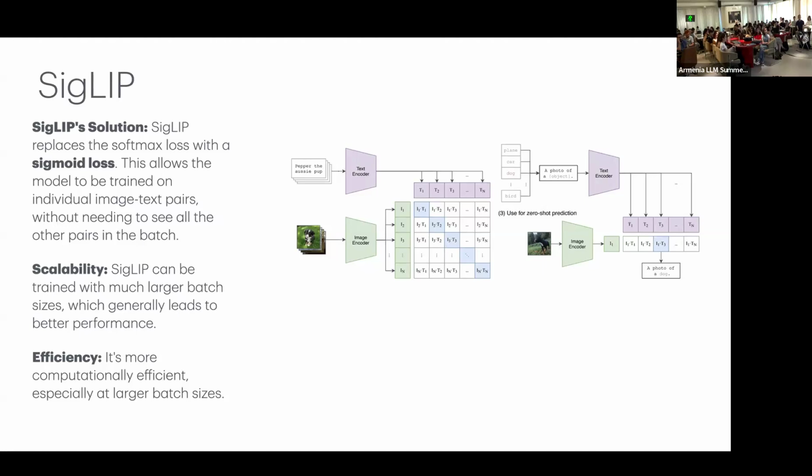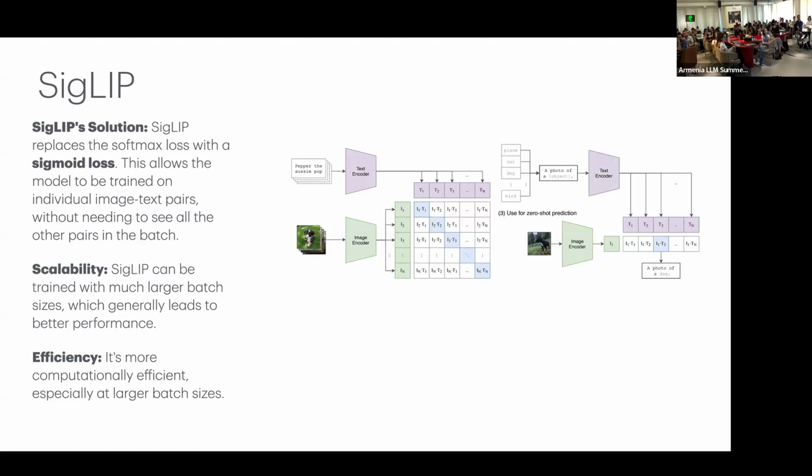And so this now allows the model to be trained on individual image text pairs without needing to source negatives from your batch. And it turns out that, from a scalability perspective, this helps a ton. So with SIGLIP you can train with much larger batches, which functionally means you can train with a lot more GPUs. It's computationally very efficient, and we can throw a lot more data on it.